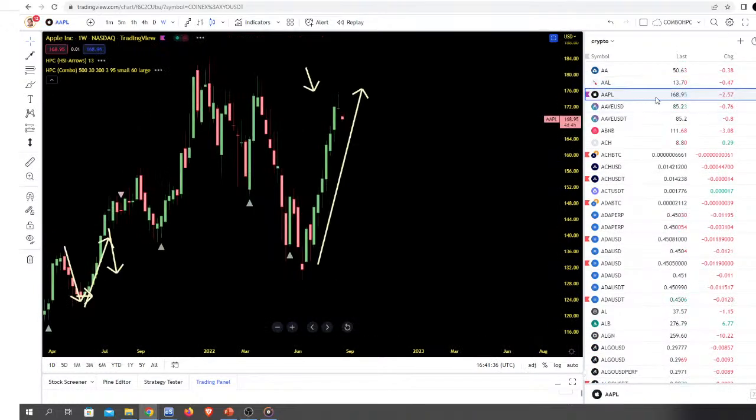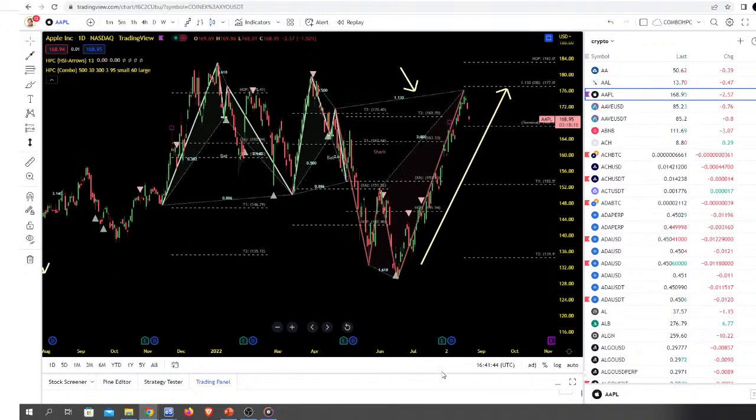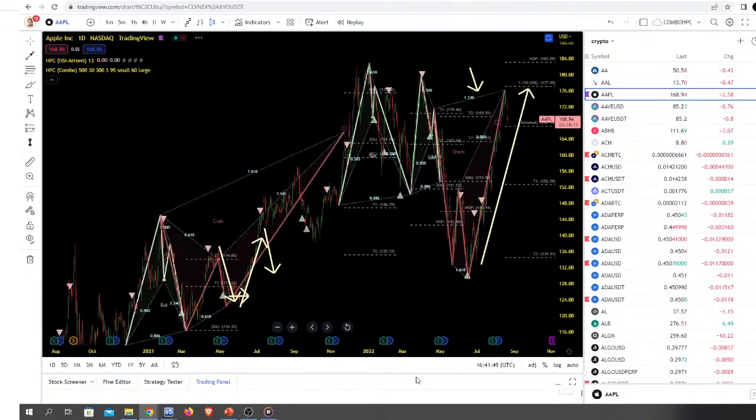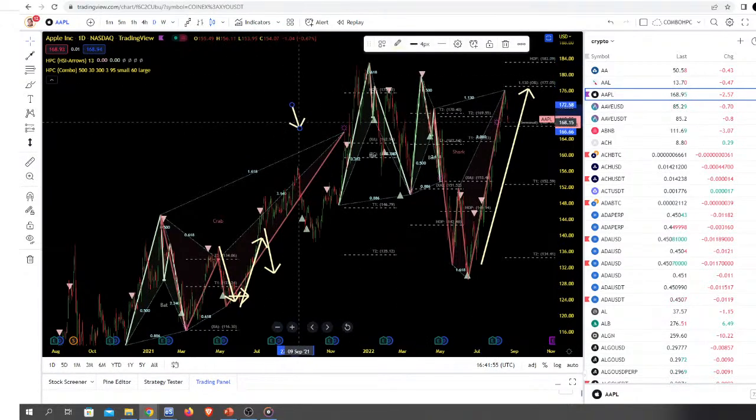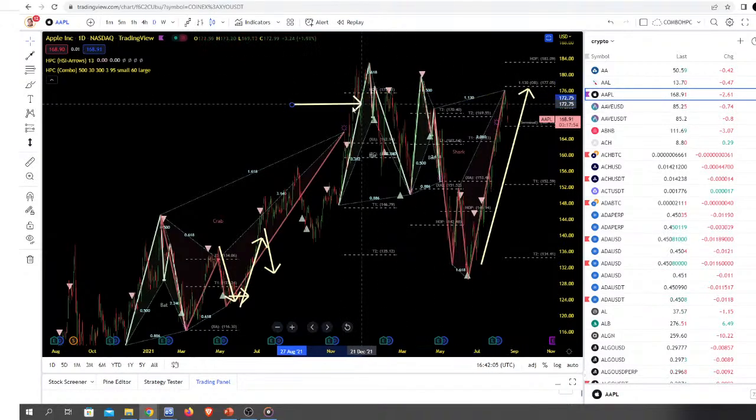Apple, 175. That's the daily deep crab going way back to last year, mixed with another shark. A lot of back-to-back patterns here. This was the crab from last year that we were talking about, really since January, saying 175, that's the lid on the move. 175, and this shark came right back to 175.